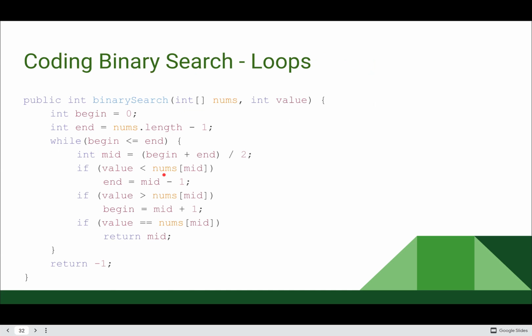So if we want to actually write binary search, we can do it using either loops or with recursion. Either way, both work. So let's first look at how we might implement it using a loop. In our binary search method, we're going to get our list of numbers and the value we are searching for. We're going to initialize our beginning and our end. Begin starts at 0. Our end starts at the end of the array, as you might expect. And we're going to loop as long as our beginning value is less than or equal to our ending value.